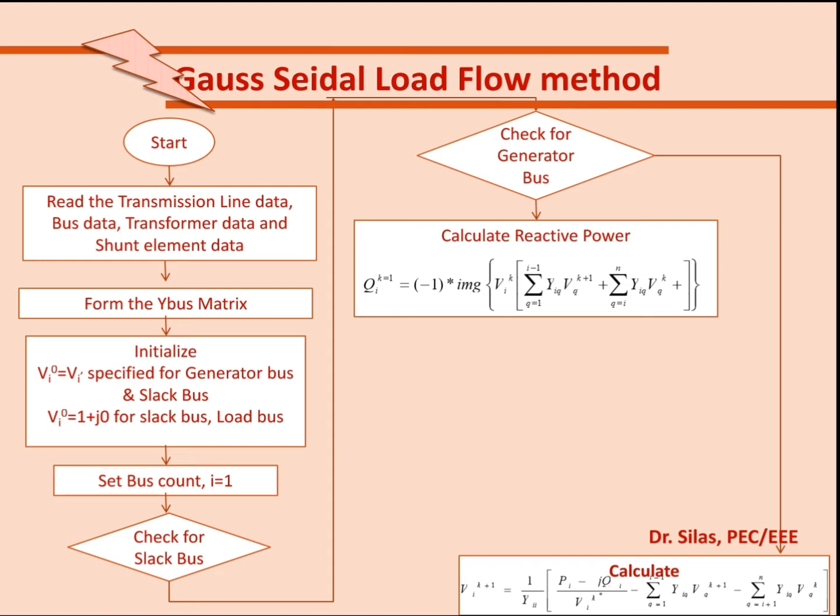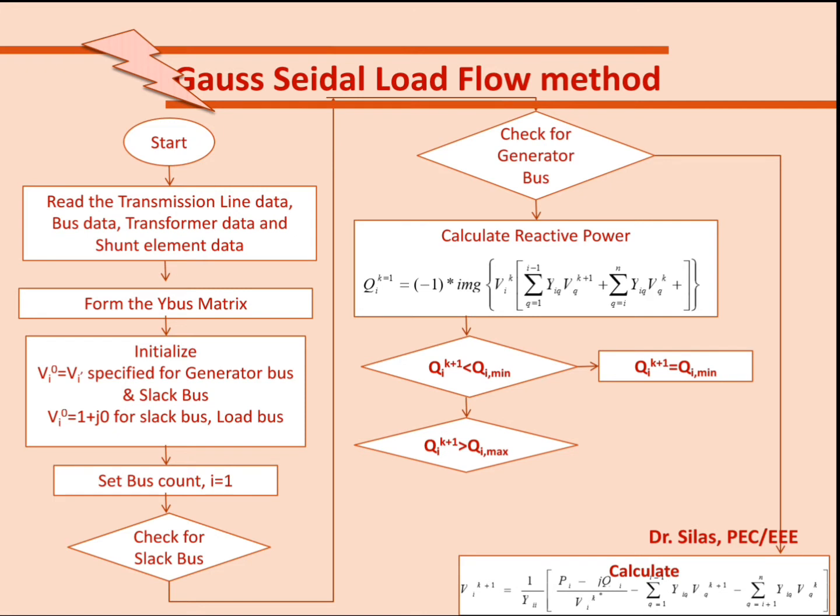Similarly, if the bus is a generator bus, you have to calculate the reactive power by using this equation. After determining the reactive power for the generator bus, the reactive power limits are provided, so you check for the limit violation. First, you check whether your reactive power is less than QI minimum. If it is less than QI minimum, you set the value to the minimum value and you determine the voltage by using the voltage equation.